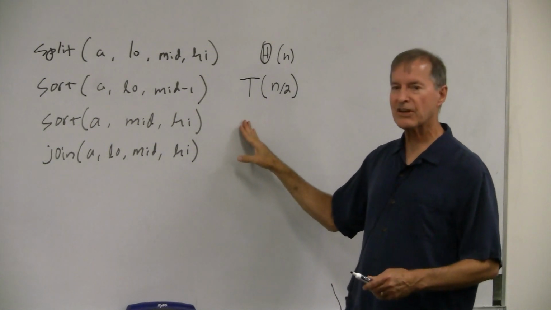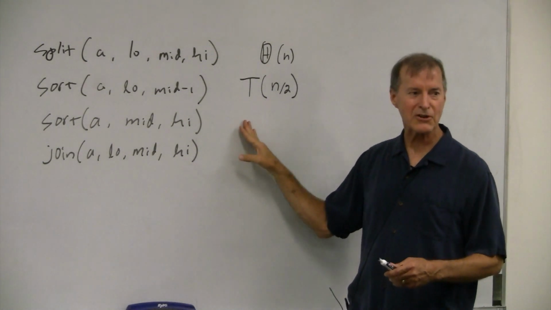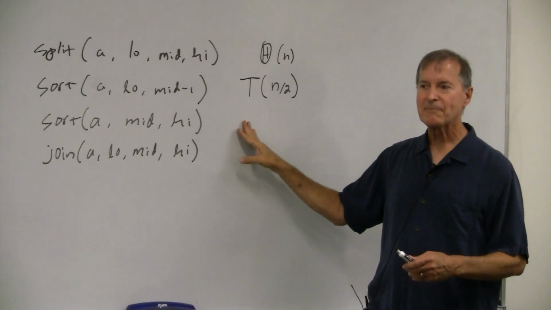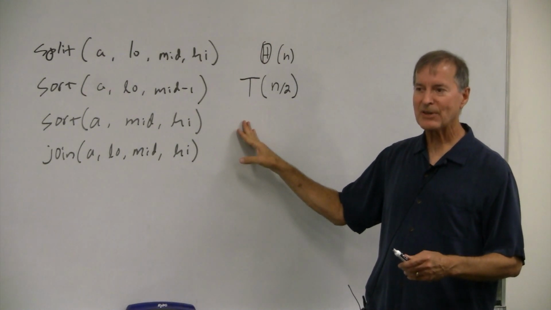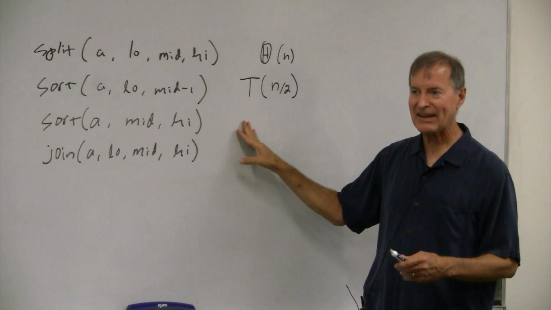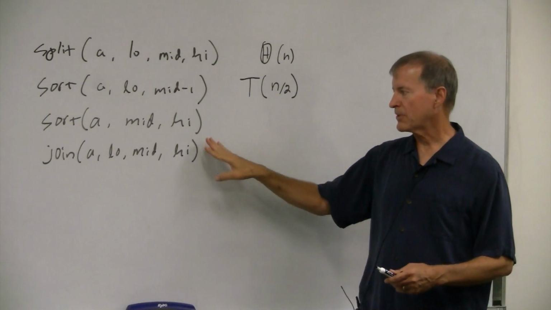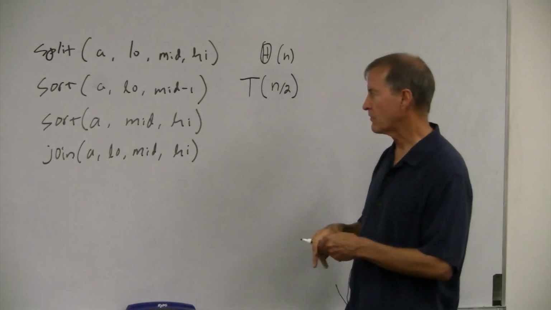Because the definition of T of n, what we're trying to write down is the recurrence for T of n, which is how long it takes to sort n elements. So now what would this one be? T of n over 2.